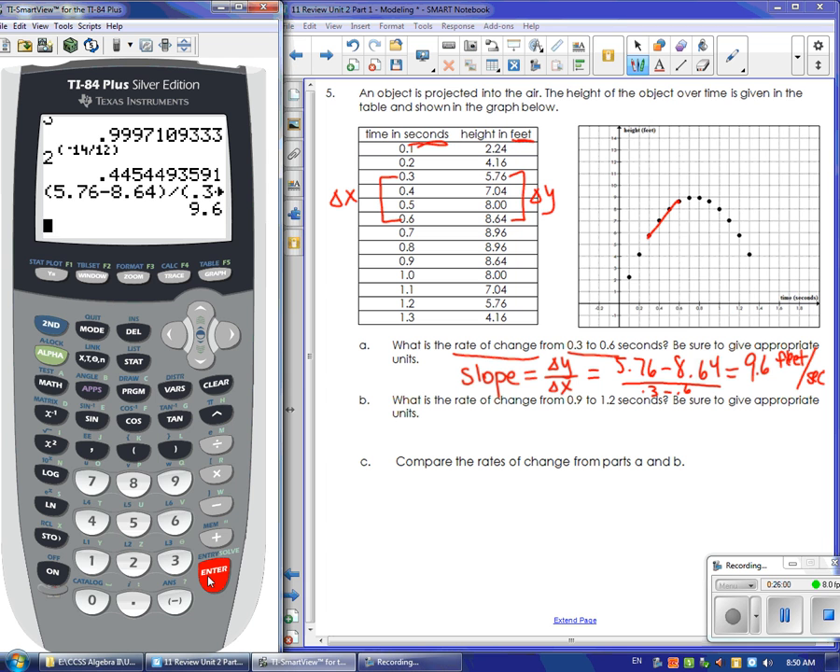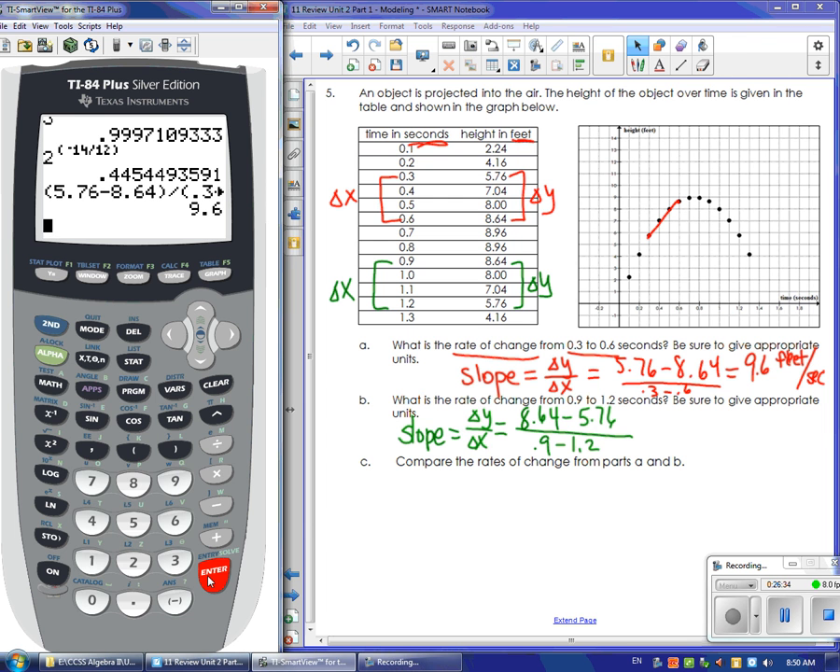Okay, I'm going to do the same thing for part B, the rate of change from 0.9 to 1.2. Well, 0.9 to 1.2 is this interval here. And again, I'm going to do the same thing, change in y over change in x. So my slope, or the rate of change, and again, it doesn't matter what order you subtract as long as you're subtracting in the same order. So again, I'm just going to go 8.64 minus 5.76, and underneath I'm going to have 0.9 minus 1.2.